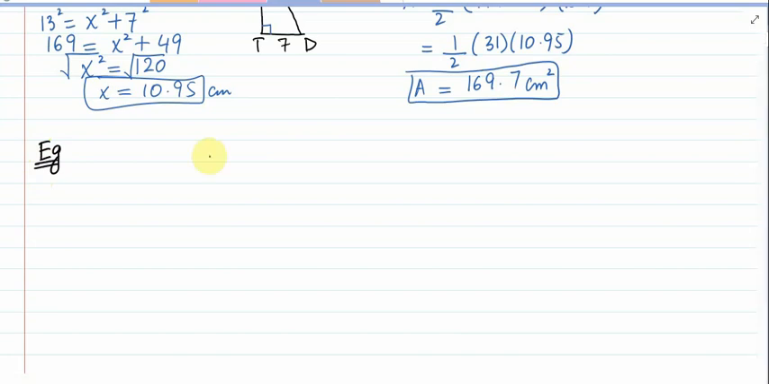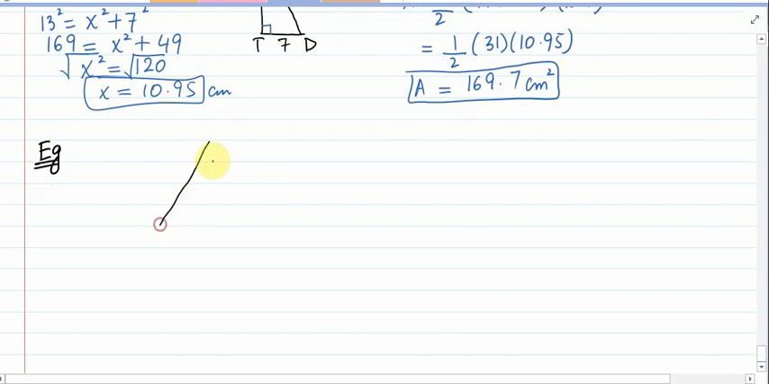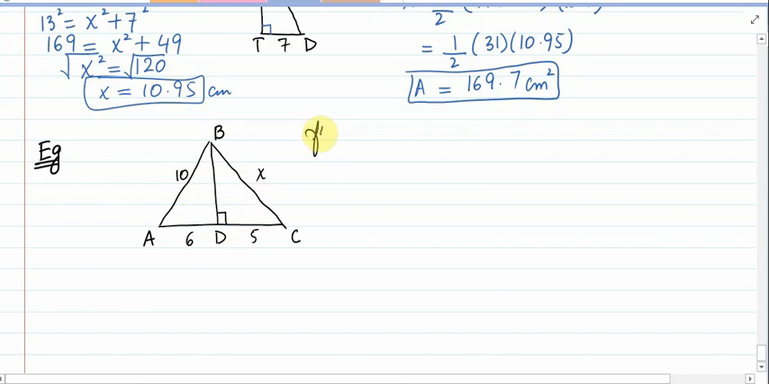Now let's suppose I have a triangle. This question you need to try it by yourself first, so stop the video when I complete the question. I have a triangle A, B, C and D. So right angle triangle, 10, 6, x, 5. Question is find x. Now you need to stop the video, solve this question by yourself.